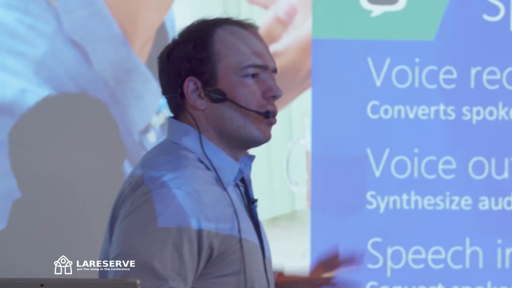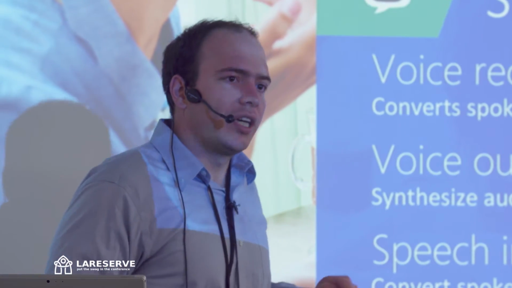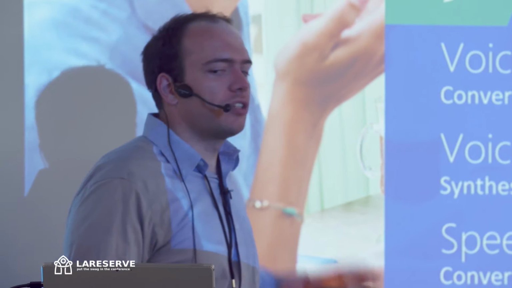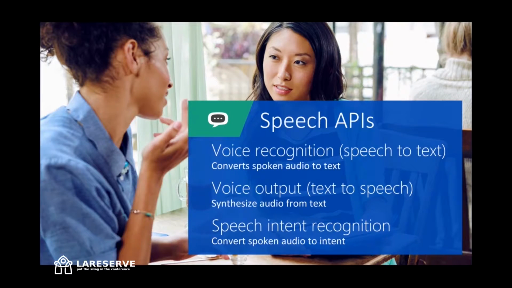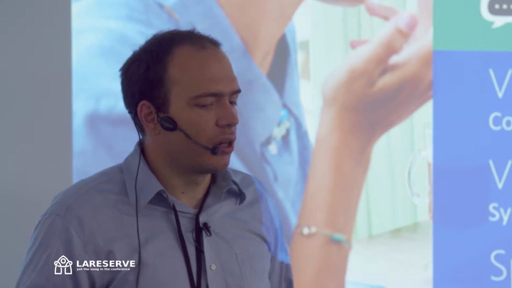In addition to the vision APIs, we saw with the intelligent kiosk that we have speech APIs. In addition to basic things like speech recognition and text to speech, we also have intent APIs, where we can take spoken language and convert it into specific intents and actions that we can leverage in our application.